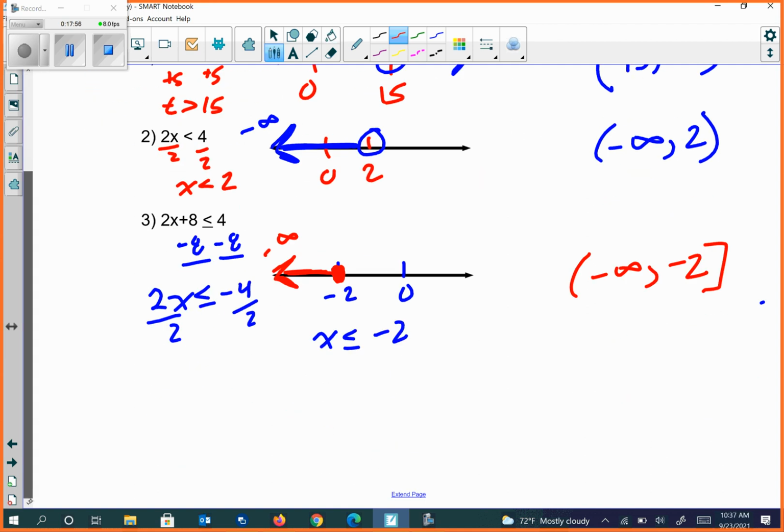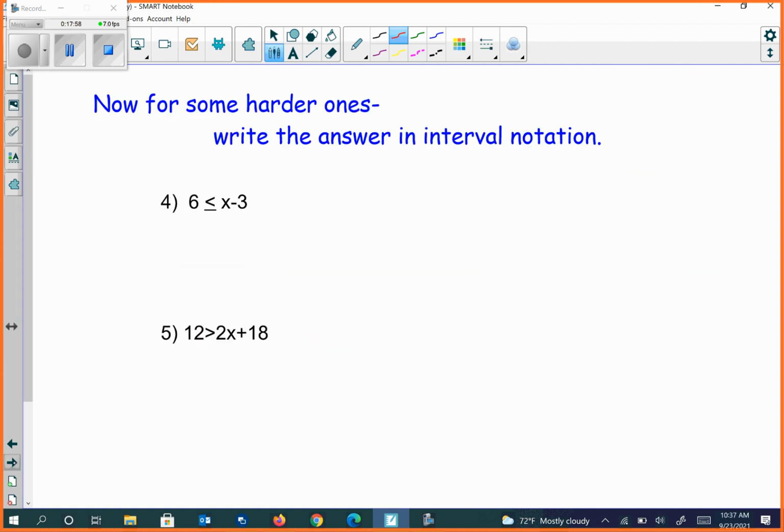Let's see. Oh, it's on the page. That's the next part, right? That's down at the bottom. Okay, so these are a little harder ones. Okay? So we definitely have an x on the right side of both of those. Agreed? X is not on both sides, it's just on one side.